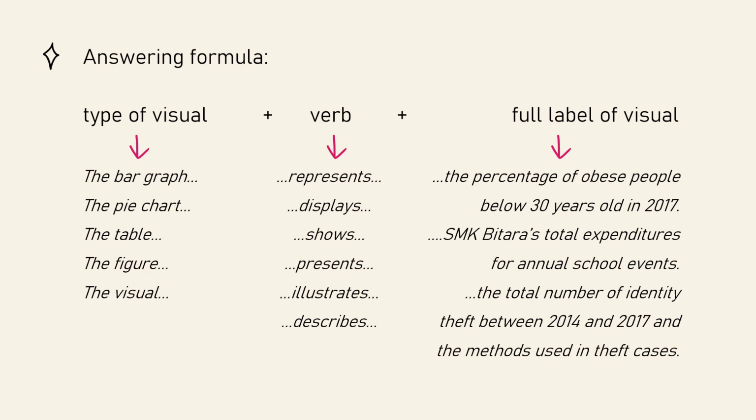So, in conclusion, the answering formula is just you combining or describing everything that you see from the visual text. For example, the figure displays the total number of identity theft between 2014 and 2017 and the method used in theft cases. So these information can be obtained from the visual text itself.